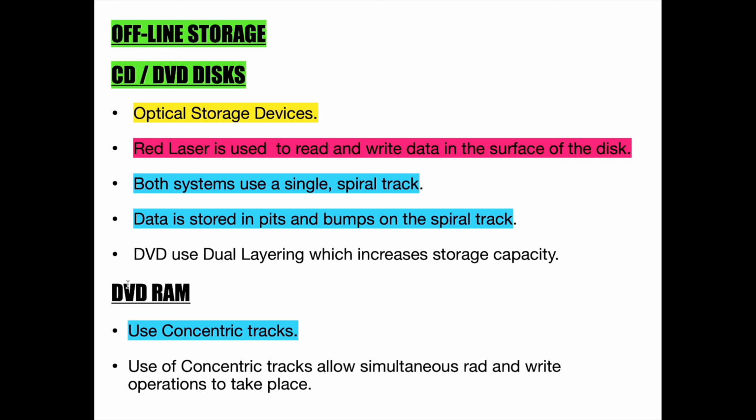The next device is the DVD RAM. The DVD RAM uses concentric tracks instead of spiral tracks. The use of concentric tracks allows simultaneous read and write operations to take place.